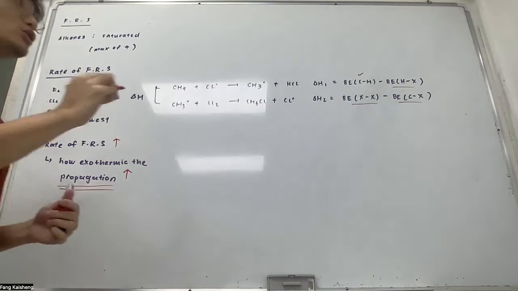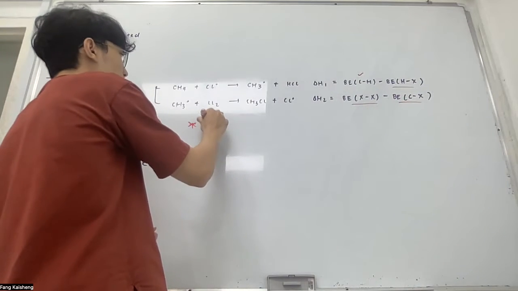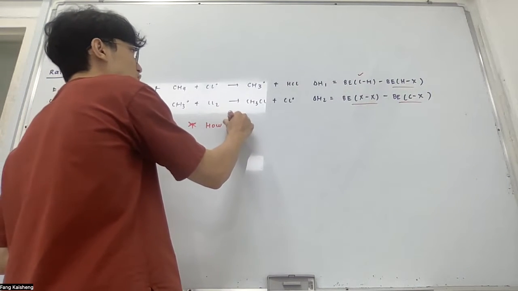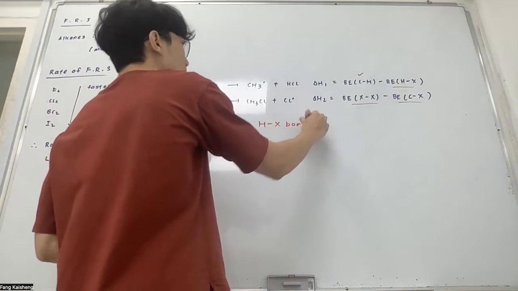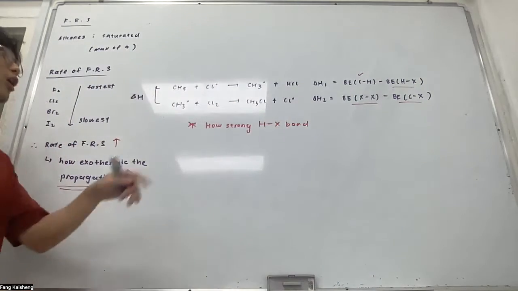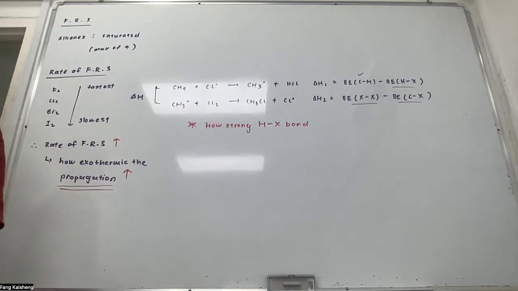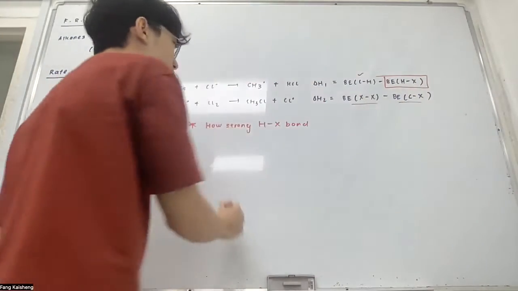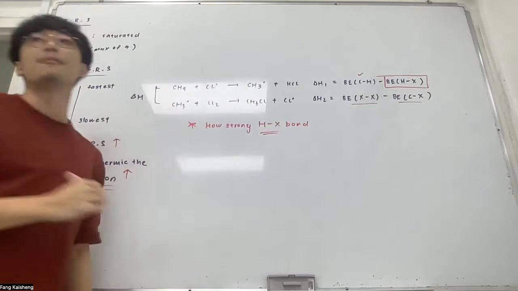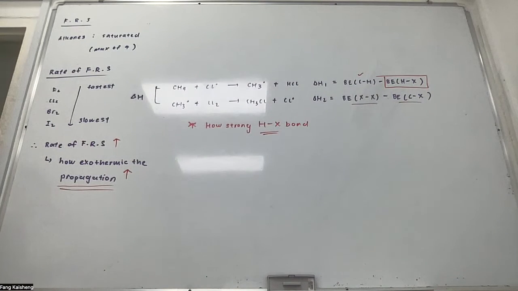At the bottom of that page, they also tell you. You just need to look at how strong the HX bond is. The HX bond has the biggest impact on the enthalpy change of the propagation step. So in other words, you just need to focus on the bond strength of HX. So far so good? Because we are only focusing on HX, you don't need to care about other halogen bonds.